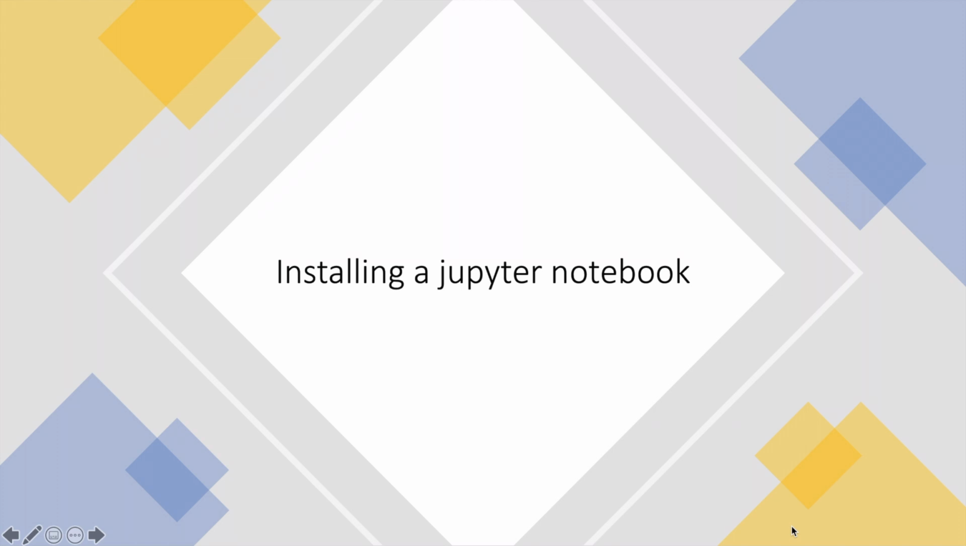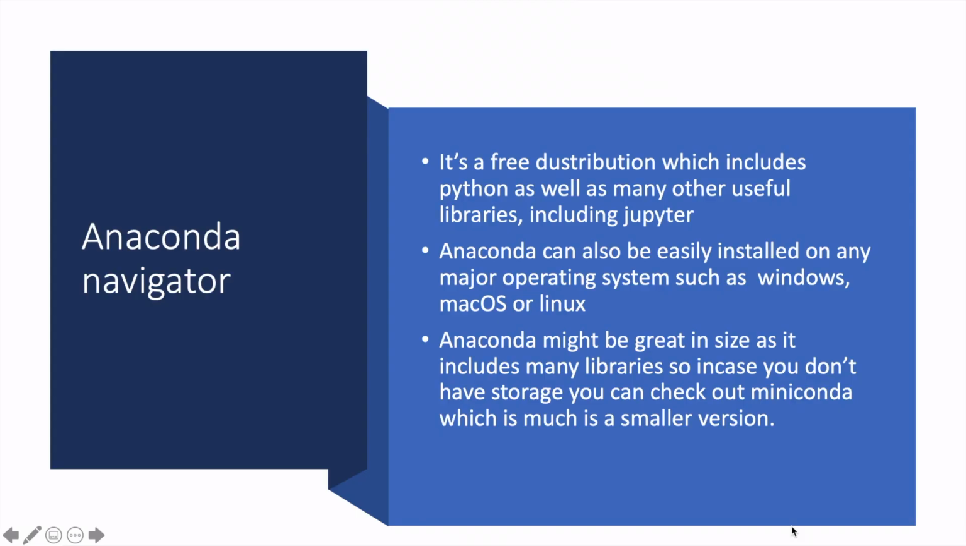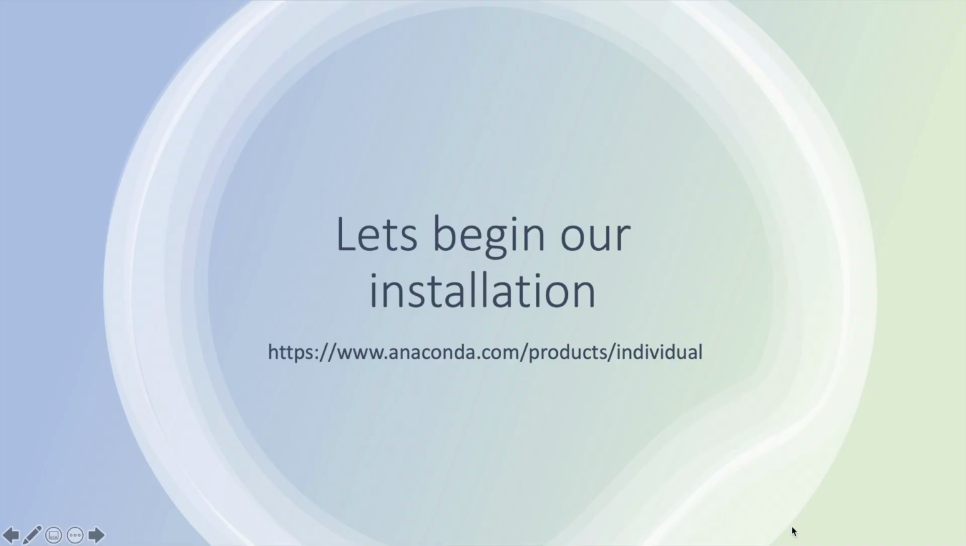So, now installing a Jupyter Notebook, how can you do that? You can do that with Anaconda Navigator. It's a free distribution which includes Python as well as many other useful libraries, including Jupyter. Anaconda can be easily installed on any major operating system such as Windows, macOS, or Linux. Anaconda might be great in size as it includes many libraries. So in case you don't have storage, you can check out Miniconda, which is a smaller version, and it occupies less space. So let's begin our installation by going to this website.